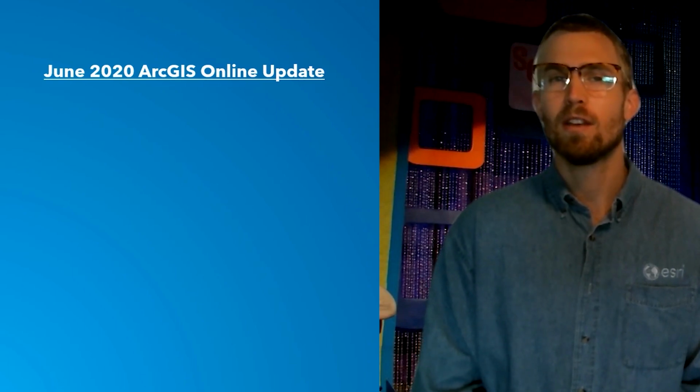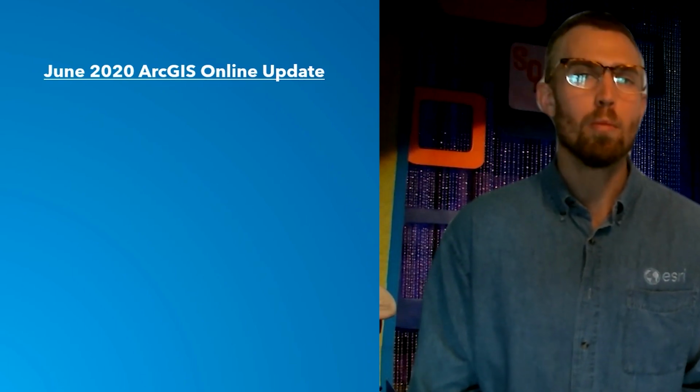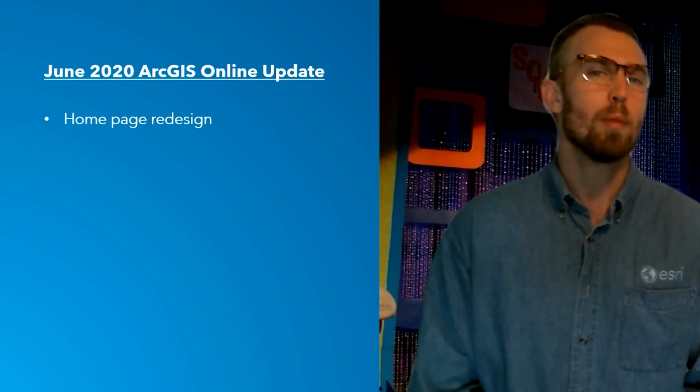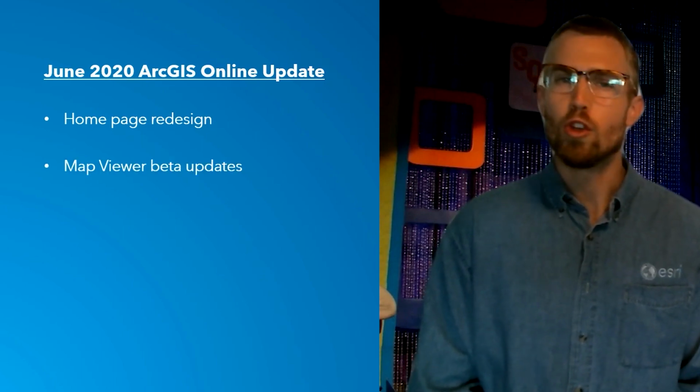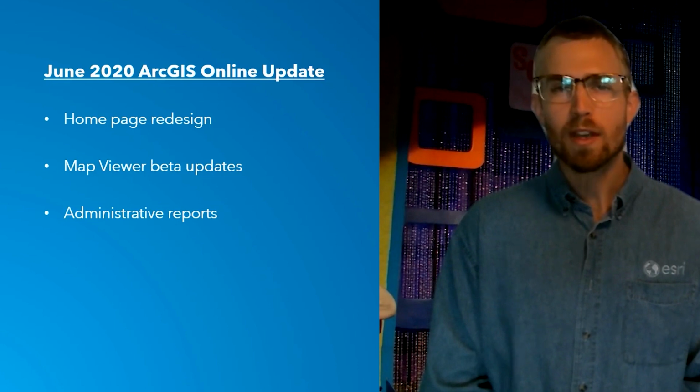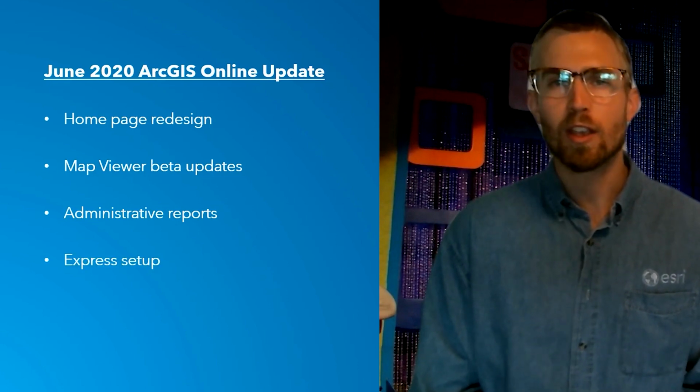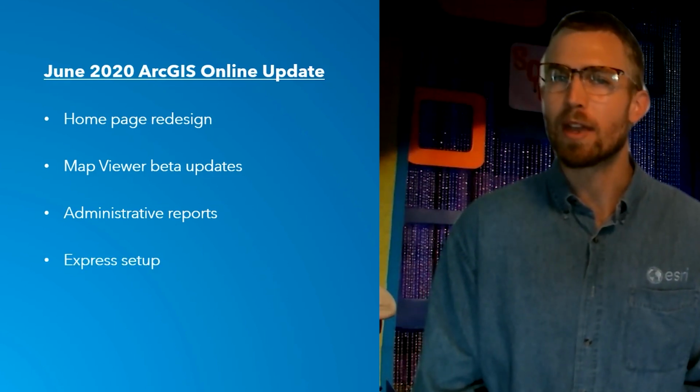I'm Peter Klingman. You might have heard that the June 2020 ArcGIS Online update is coming up shortly. Today we have a special game show segment that will test participants' knowledge on the new features and functionality coming in the update. We can't quiz them on everything, but we'll definitely make sure they know the highlights. We'll ask them about the new homepage configuration experience, updates coming to Map Viewer Beta, new reports for admins, the new express setup option for certain configurable apps, as well as sublayer pages.